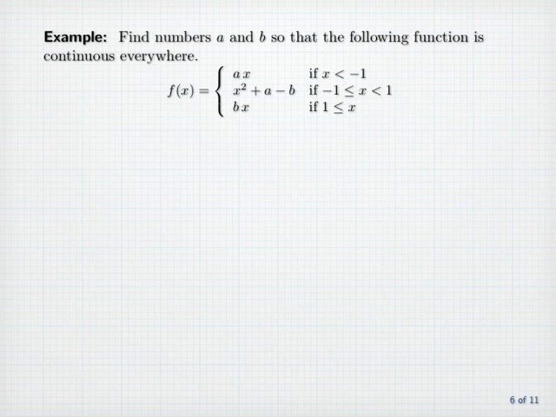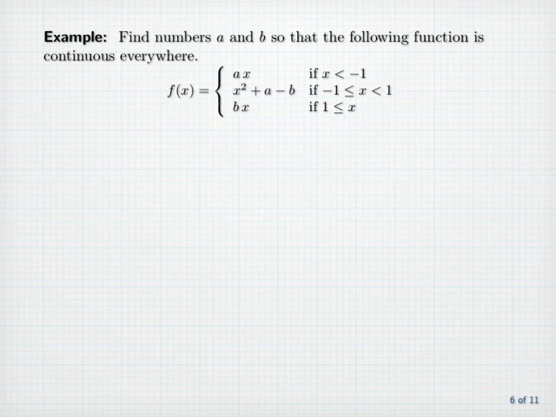Example. Find numbers a and b so that the following function is continuous everywhere. f of x equals a times x if x is less than minus 1, x squared plus a minus b if x is greater than or equal to minus 1 and less than 1, and b times x if x is greater than or equal to 1.